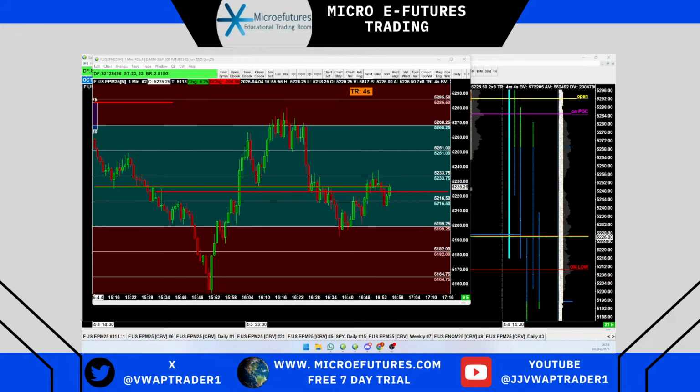We have a whole room about risk management in our Microefutures room. It starts with the stop loss and then expands. We have a CFA who runs that room, and he's great.